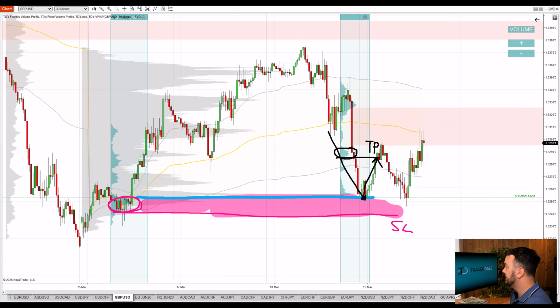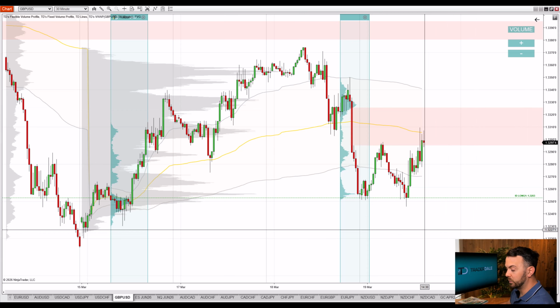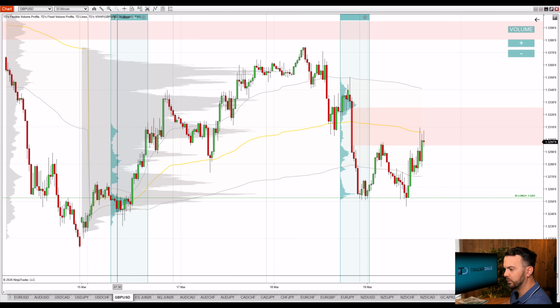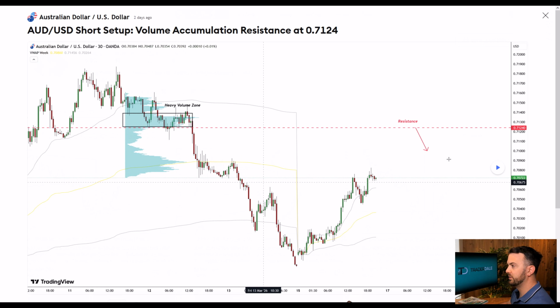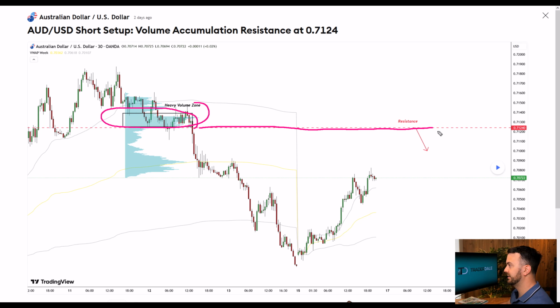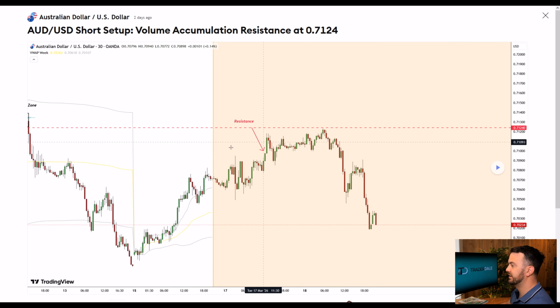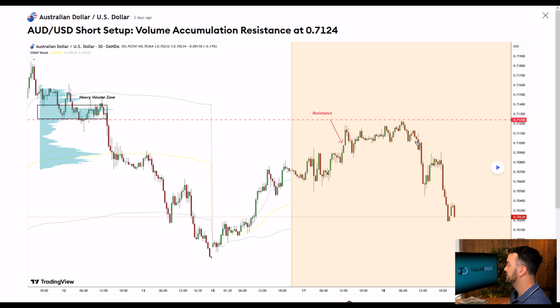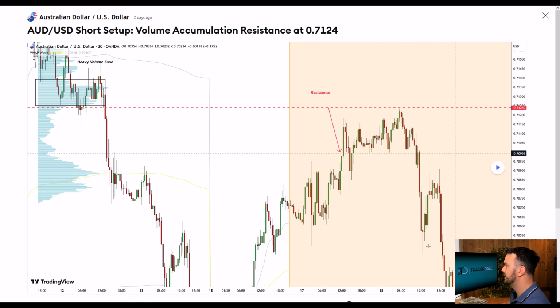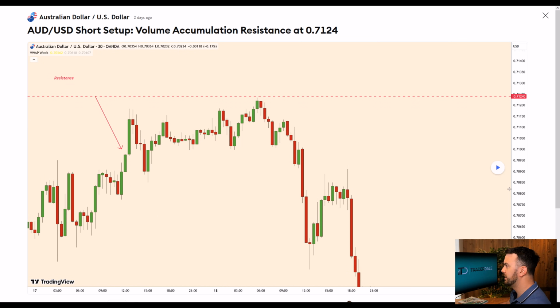Both played out nicely. And the last prediction was on the Australian dollar US dollar. So let me show you. This is TradingView again, and here is the prediction on the Australian dollar US dollar. It was a resistance from this heavy volume zone. This was the resistance, and this is how it played out. The price did not quite reach my limit order, which was in here. I don't know if you can see it. I'll zoom in a bit so you can see it better.